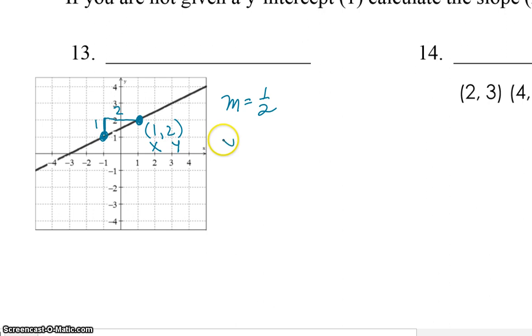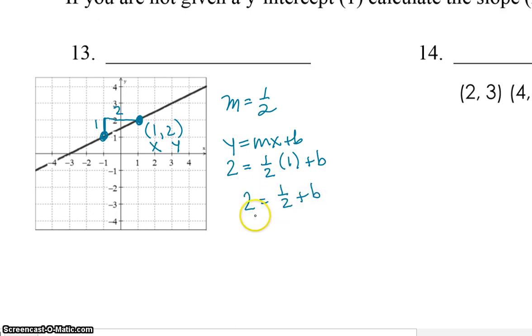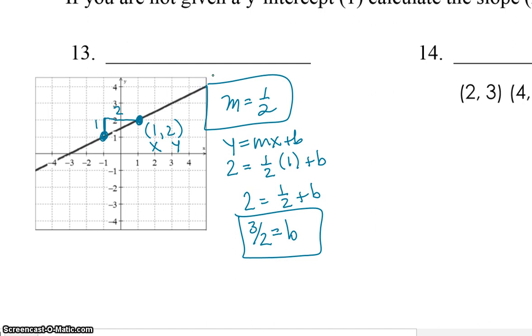If we plug in to y equals mx plus b, y. We know y is 2. We know our slope is 1/2. We know that x is 1, and we can find b. 1/2 times 1 is 1/2. And if you subtract 1/2 from both sides, you get 1.5, or 3/2. So now you have your m, and you have your b. So y equals 1/2 x plus 3/2. Number 14.